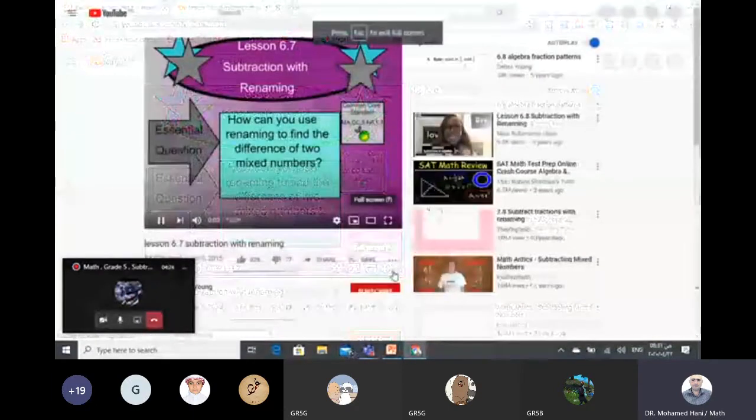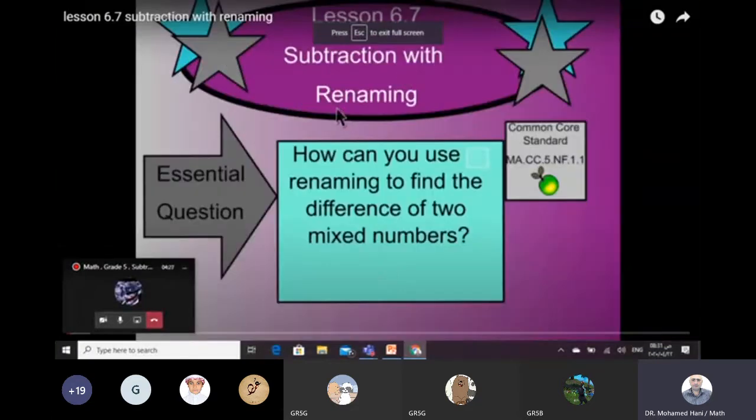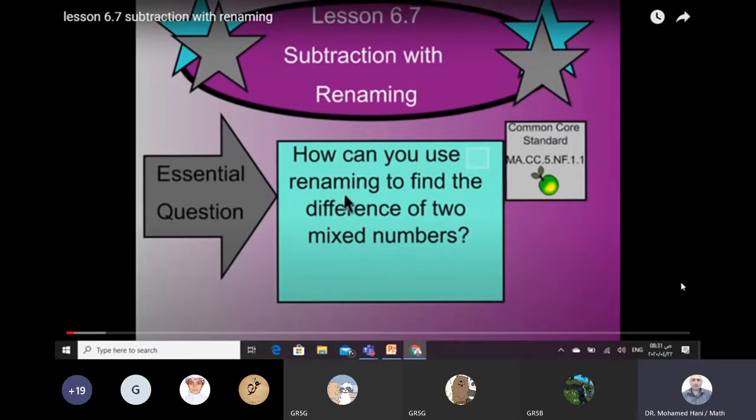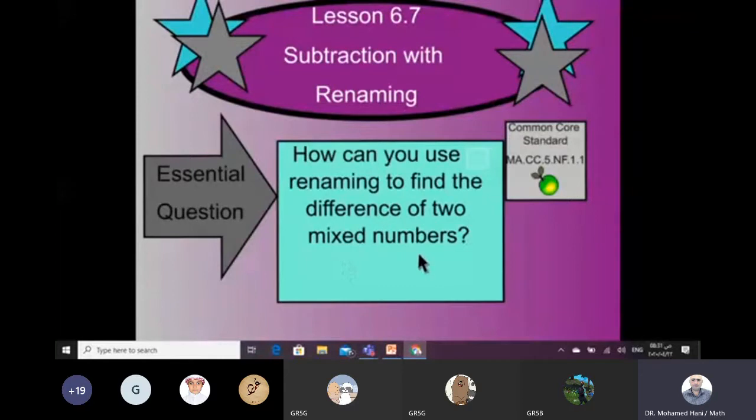Welcome to lesson 6.7, Subtraction with Renaming. Our essential question for tonight is how can you use renaming to find the difference of two mixed numbers? So turn in your Go Math book to lesson 6.7 and let's begin.